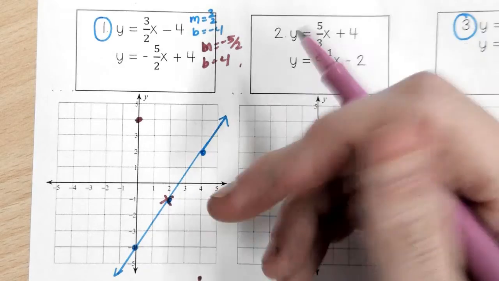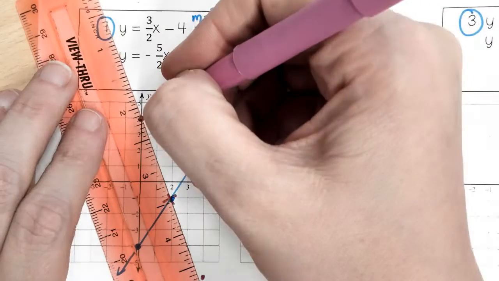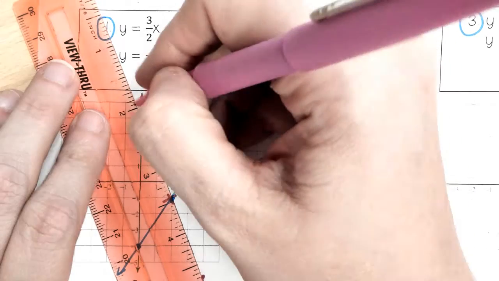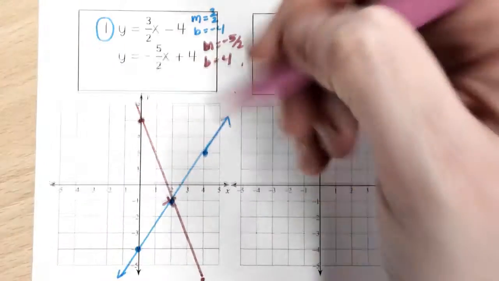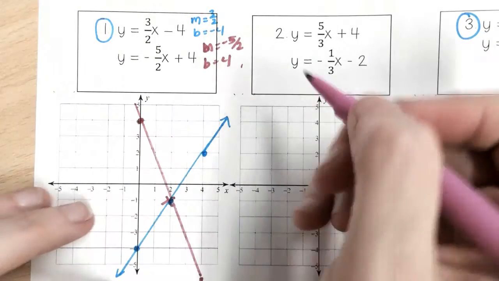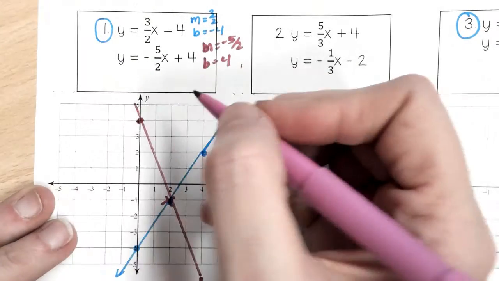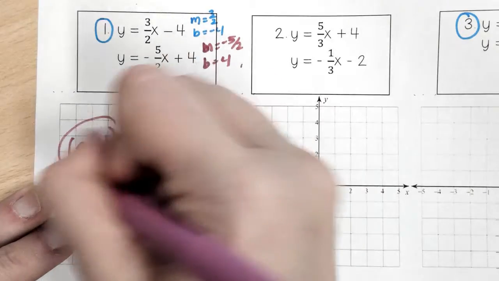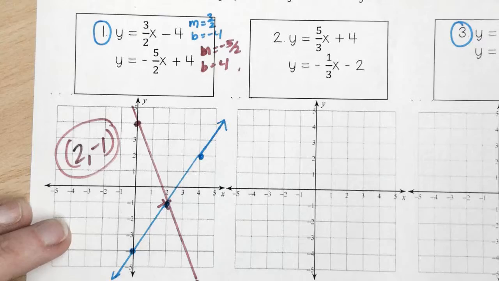I can kind of already see where the intersection is right there at 2, negative 1, but let's go ahead and connect these guys up just to be safe. I can see right there, that's where my solution is. So my solution is at 2, negative 1. Okay, let's try number 3.